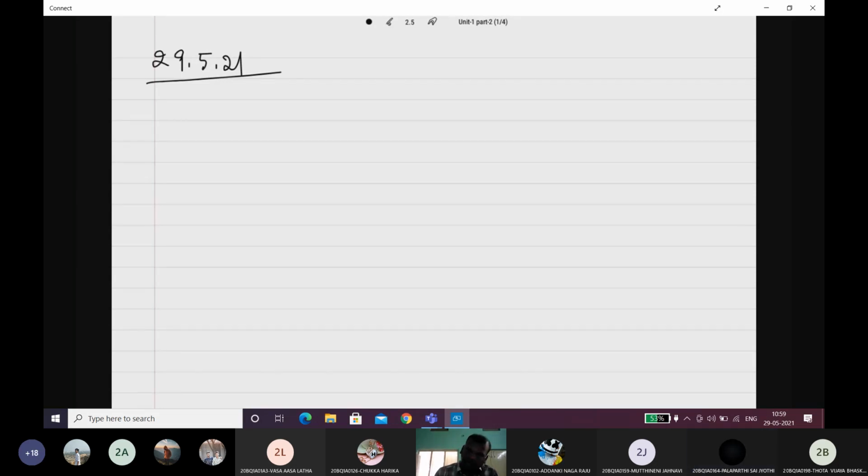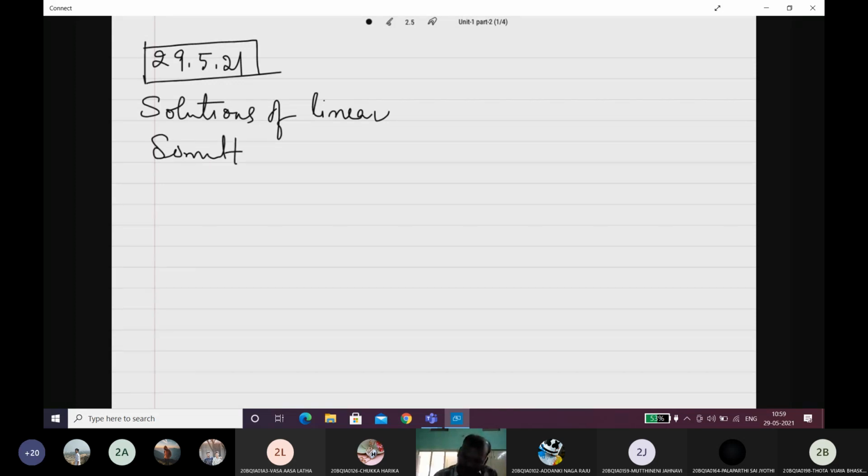Now, today we are discussing the second part of the first unit. That is nothing but solutions of linear simultaneous equations. What is meant by a linear equation?